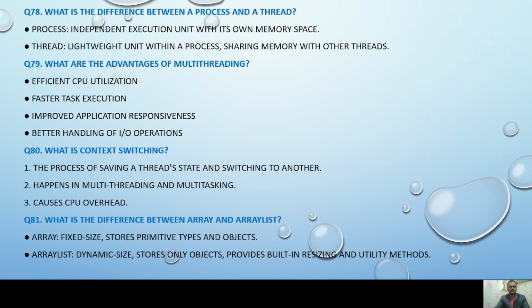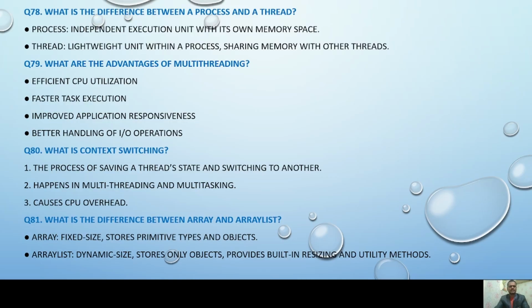Next question. What is the difference between process and a thread? Process, independent execution unit with its own memory space. Thread, lightweight unit within a process, sharing memory with other threads. Next question. What are the advantages of multi-threading? Efficient CPU utilization, faster task execution, improved application responsiveness, better handling of I/O operations.